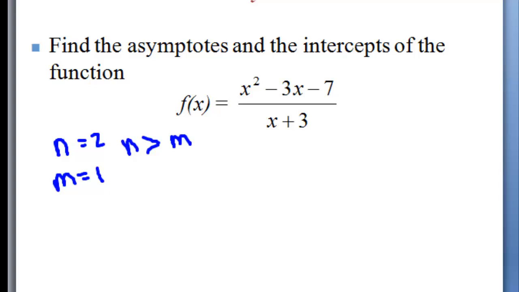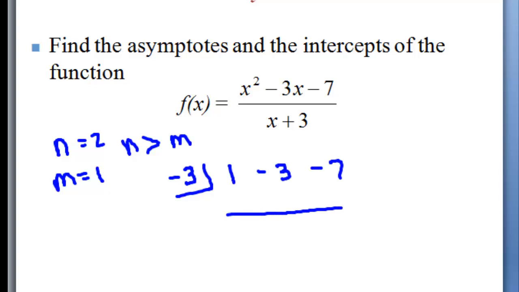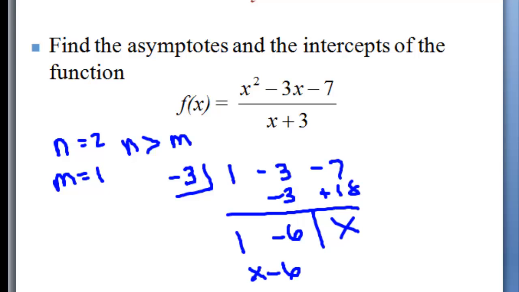So we need to divide. We'll use our synthetic division. 1, negative 3, negative 7. And again, the remainder doesn't matter. So what we have here is x minus 6. Y is equal to x minus 6. That will be our slant asymptote.